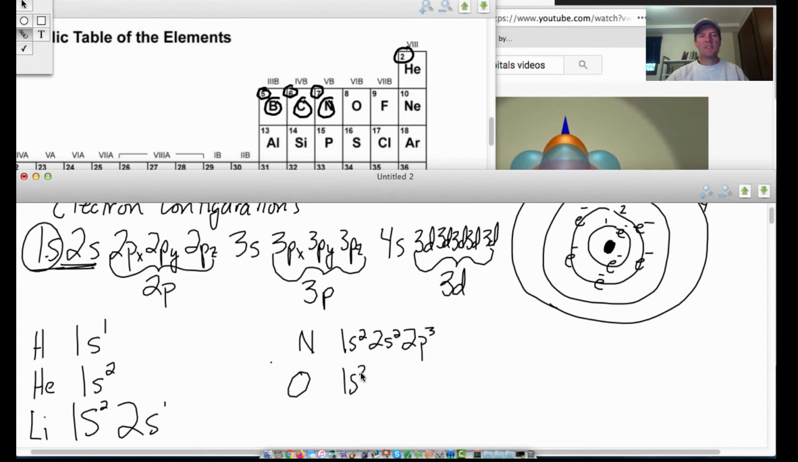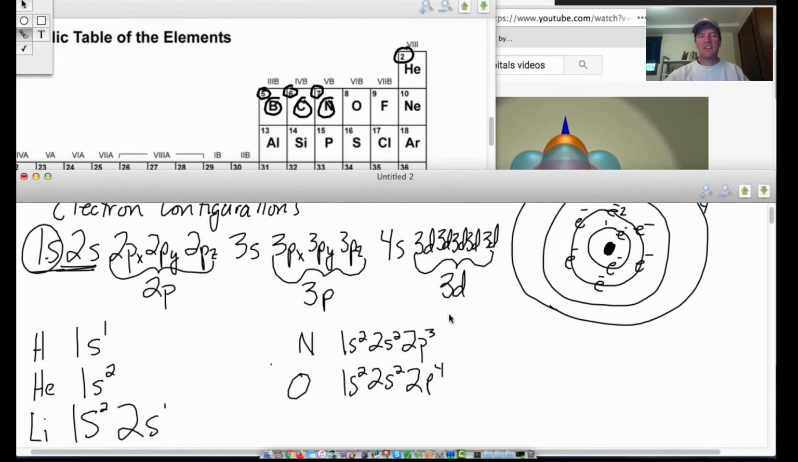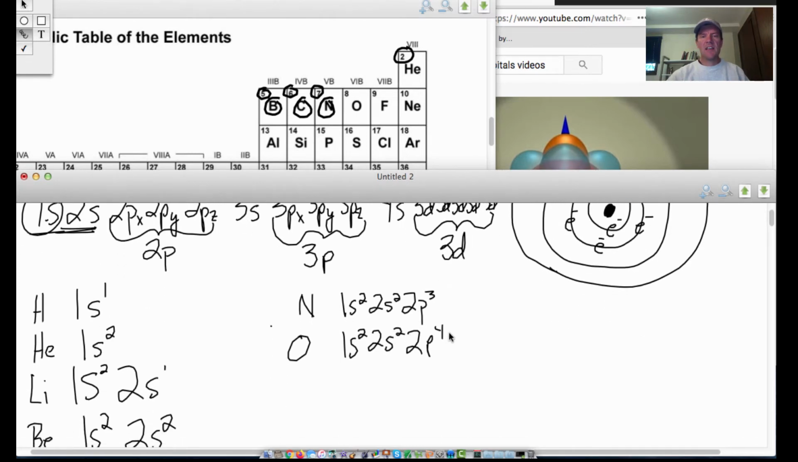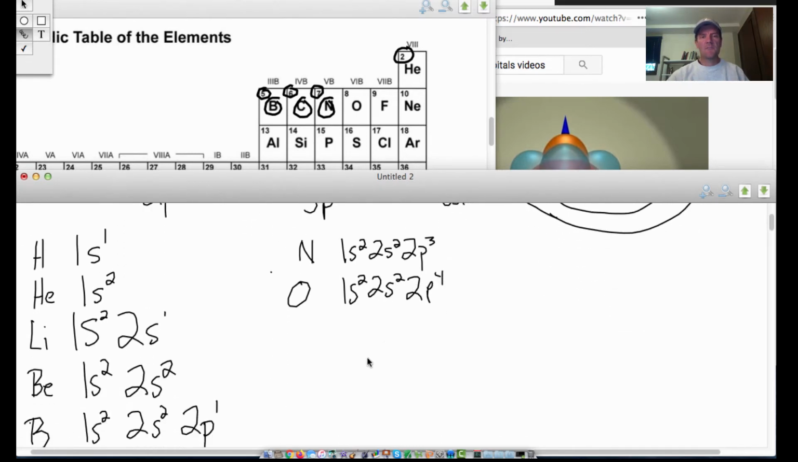Oxygen, 1s2, 2s2, 2p4. How can I get all the way up to 3 and 4 for the p? That's because, remember, there are 3 of them, 3 different p orbitals, 2 electrons in each. 2 times 3 is 6. Okay? So now I've got 6 electrons, 1, 2, 3, 4, 5, 6 electrons in the second energy level. 2 here in the s, 4 more in the p's.